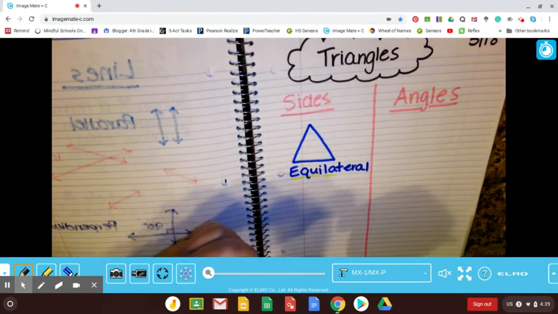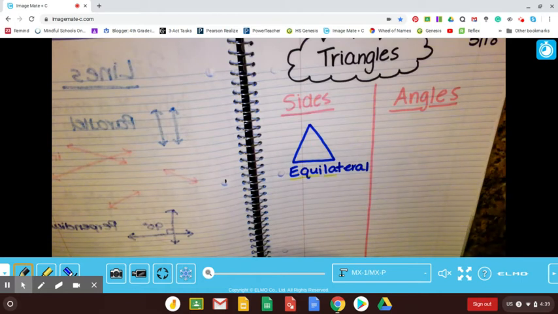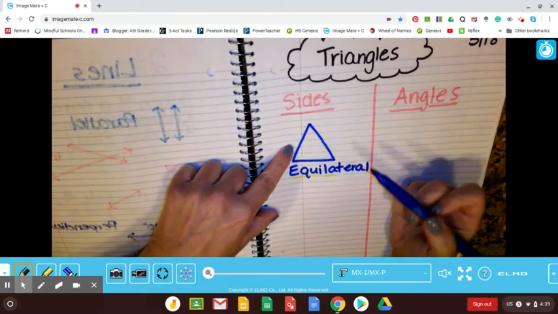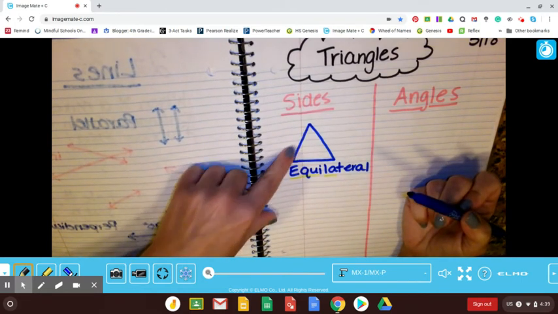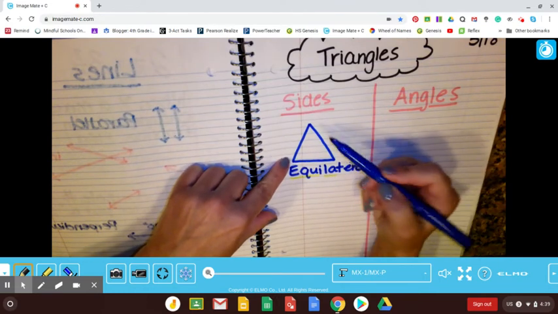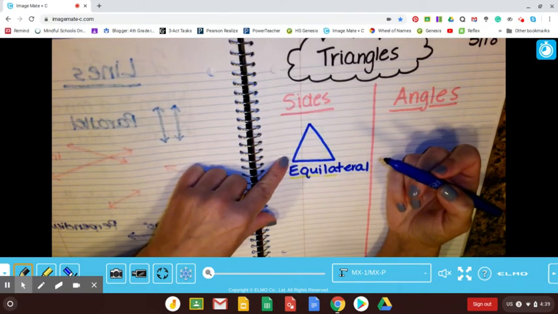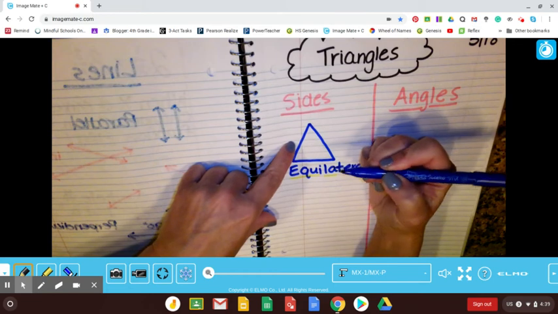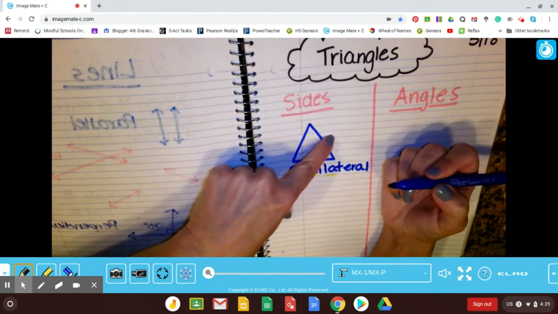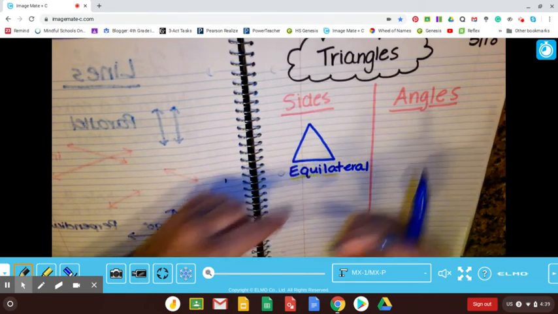Kind of makes it the word equal backwards. And an equilateral triangle has sides that are all equal. So every single side, if I were to measure each side, would be the same. So if this was 5 centimeters, then this side would be 5 centimeters, and then this side would be 5 centimeters.